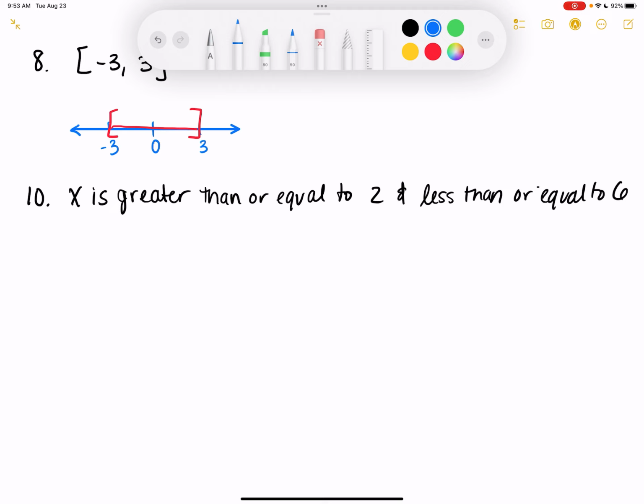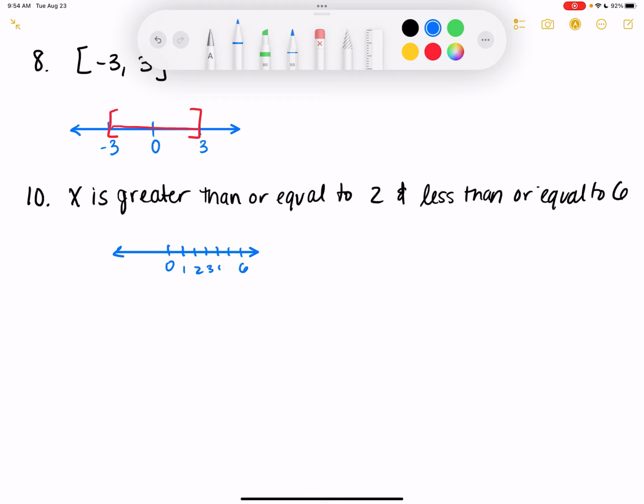X is greater than or equal to 2 and less than or equal to 6. Oh, wait, what? That's a 6. I didn't know what it was. That looks like a 6. I was just confused because I saw equal to and thought you were trying to write another word. Now that I see it, that's definitely a 6. I think you need some glasses. I thought it was like a parenthesis. I understand. I'm going crazy.